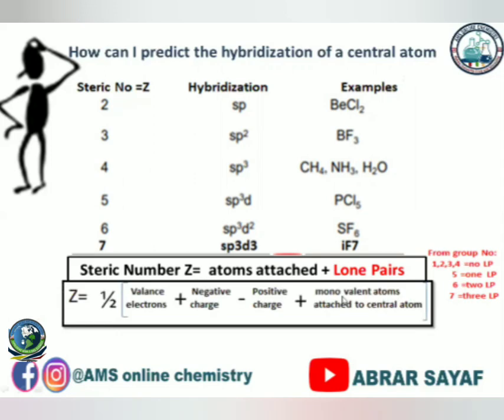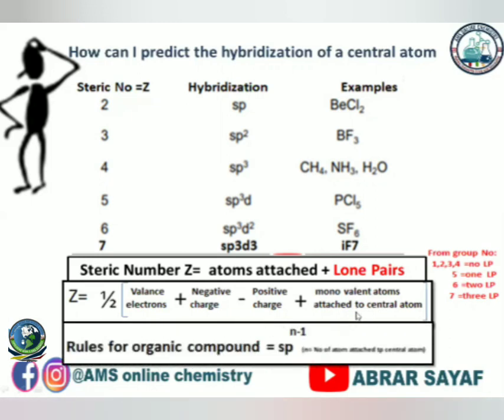The second formula for finding the hybridization is Z is equal to half into valence electrons plus negative charge minus positive charge plus monovalent atoms attached to the central atom. This formula is very important, and it is applied to each and every molecule or ion. I will suggest you this formula. Okay. So what does it mean by the monovalent atom attached to a central atom? Any atom which is bonded singly to the central atom is called a monovalent atom. We will discuss it later.